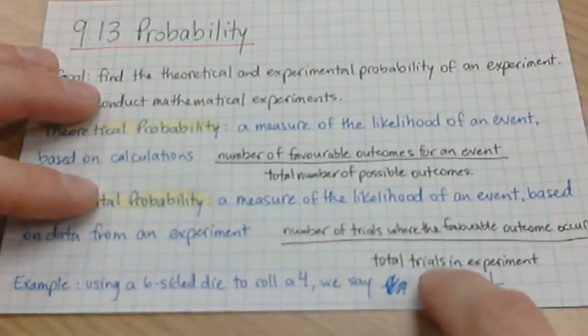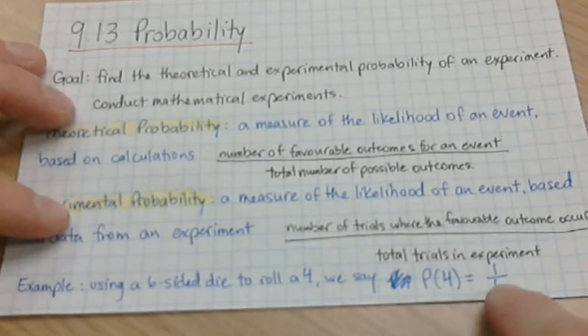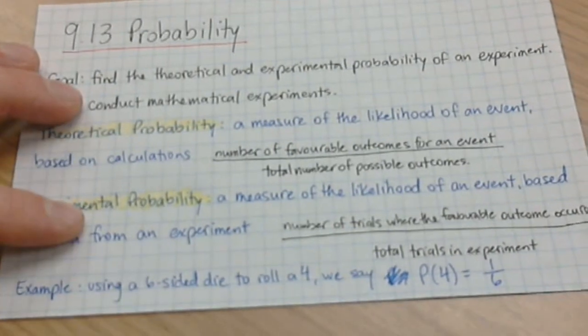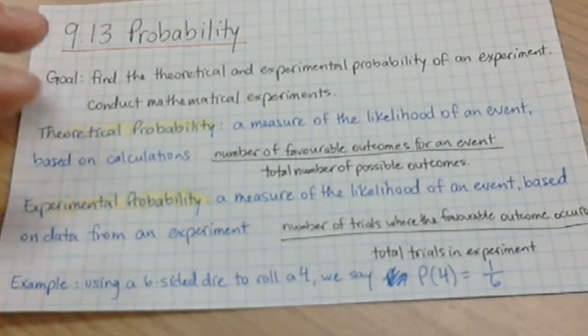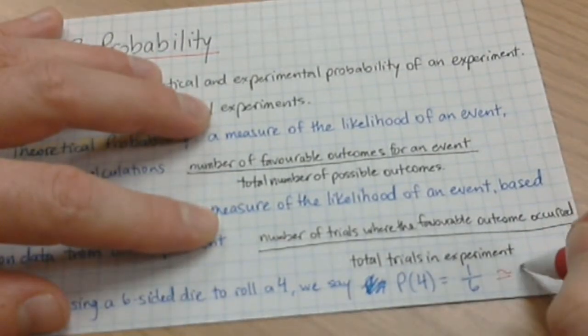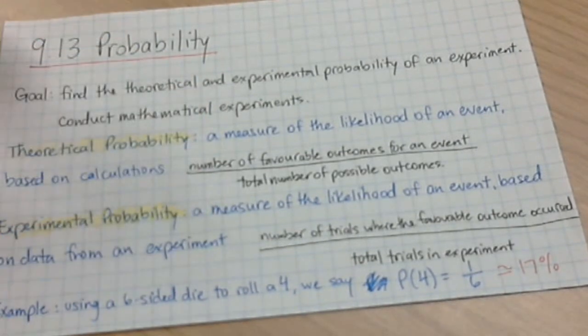So for example, the theoretical probability of rolling a 4 on a 6-sided die, we write like this: P, and then in brackets, what we're looking for. The theoretical probability, P(4), equals 1 out of 6. But that's your chances. Now you can calculate that as a percent. It's about 17%. The chance of rolling a 4 on a 6-sided die is 17%.